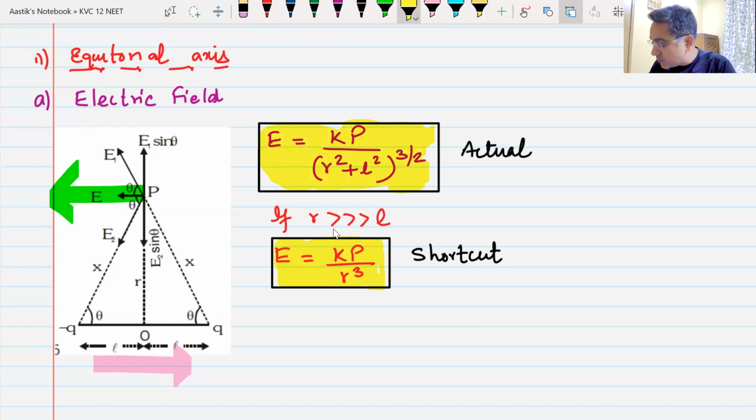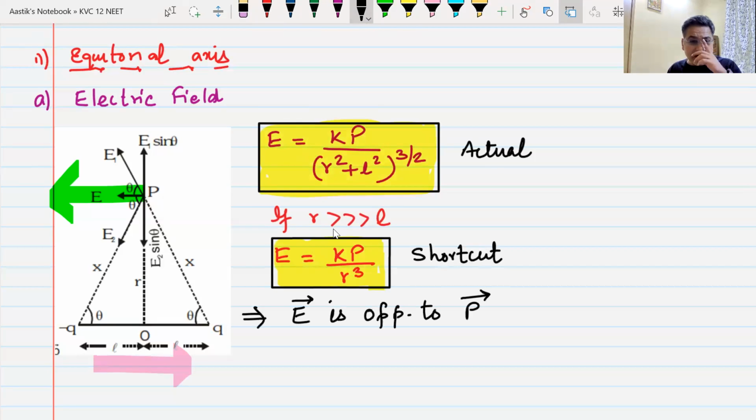This topic is all about remembering things. The more you can remember, the better you are. And also you must remember the direction of this electric field is opposite to the dipole moment. I've seen many questions on this. Dipole moment is here, electric field will go there. Then the next thing that you must remember, this electric field is directly proportional to P, and inversely proportional to R cube.